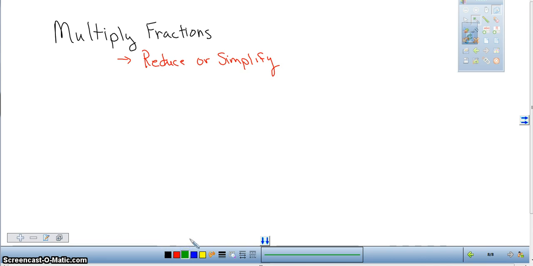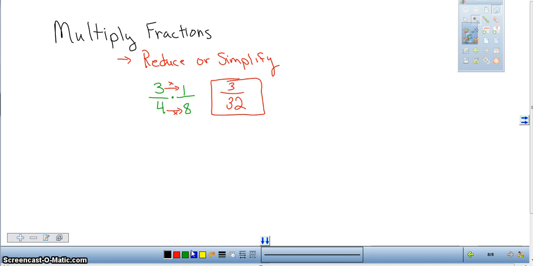Okay, so the first problem that we're going to do is 3 over 4 times 1 over 8. To multiply fractions, you just multiply the numerators straight across and the denominators. So 3 times 1 is 3, and 4 times 8 is 32. This one we cannot reduce, so that is our answer.